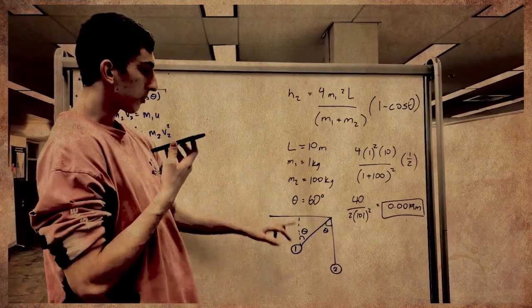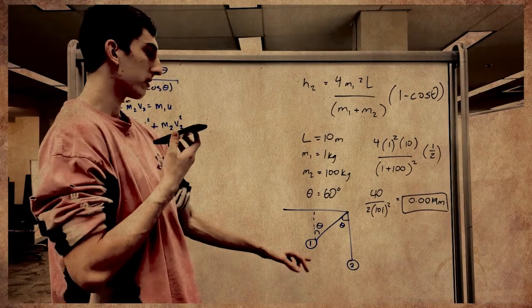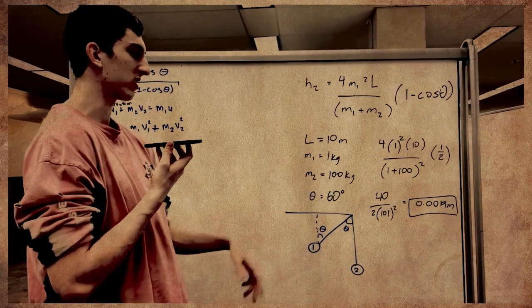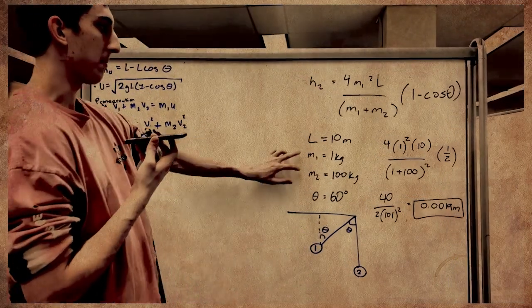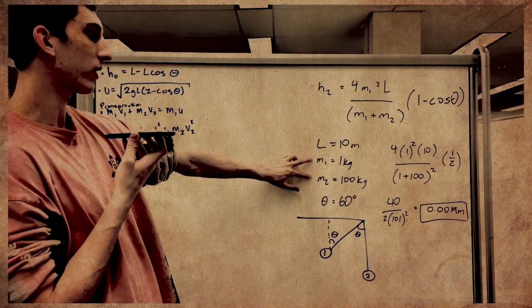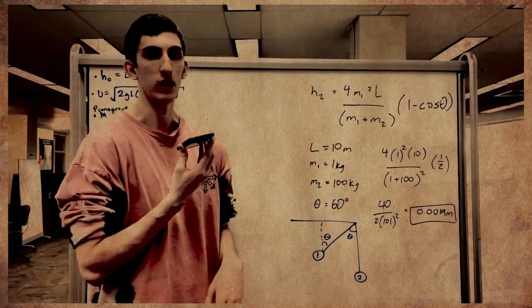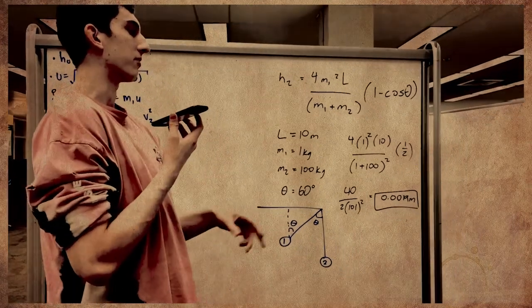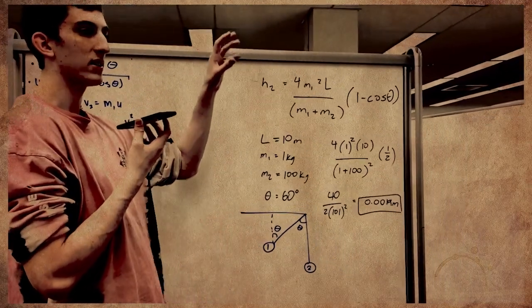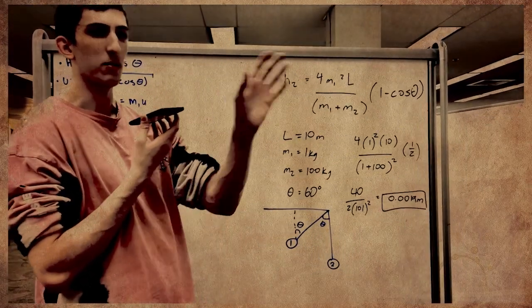For the length, we can pick a pretty reasonable value of 10. Same with theta, it looks to be about 60 degrees or something. For the masses, we can have mass 1 be 1 kilogram and mass 2 be 100 kilograms. We should expect, if our equation for height is true, that when that low mass hits the heavy mass, it's not going to move at all.